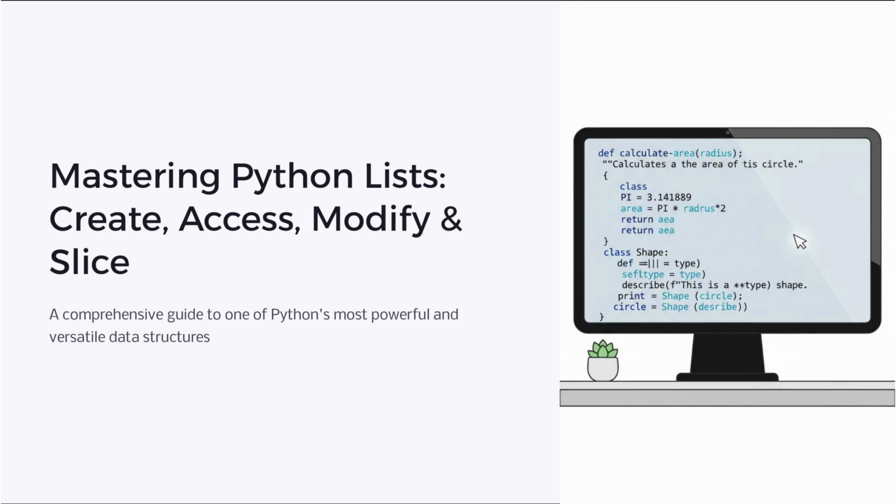Python lists are dynamic arrays that can store elements of different data types. You can create lists using square brackets, access elements with indices, modify them by assigning new values, and slice them to extract sublists. Mastering these operations is crucial for efficient data manipulation and analysis in Python.